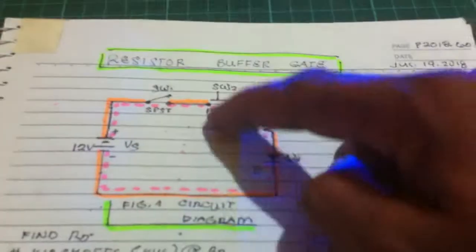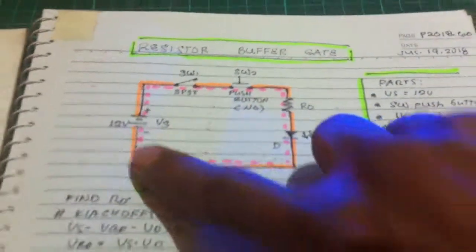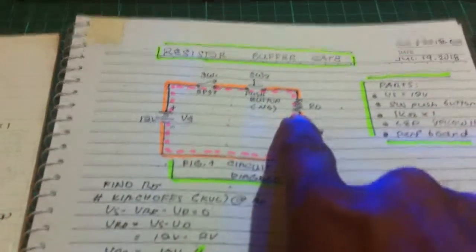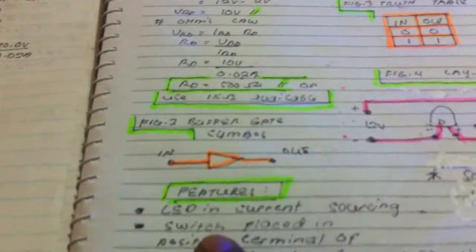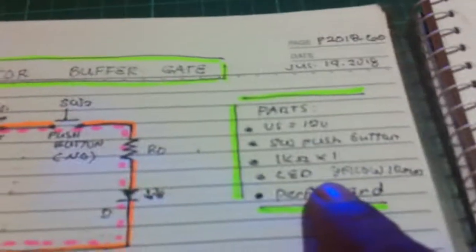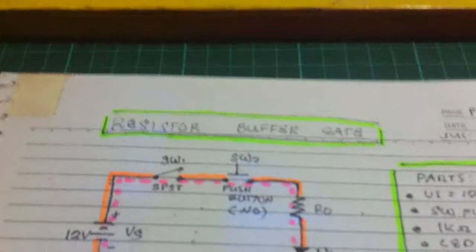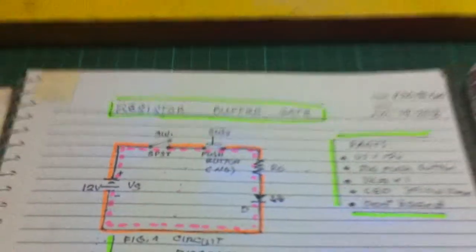So when you push the button, current flows, making a closed circuit here, computing the resistor here to protect the LED. We got the Kirchhoff's voltage loop, some Ohm's law, and then the symbol, buffer gate, the truth table, and the layout. Since this is my previous project, let us try to focus on the third circuit. And this is our new circuit here.